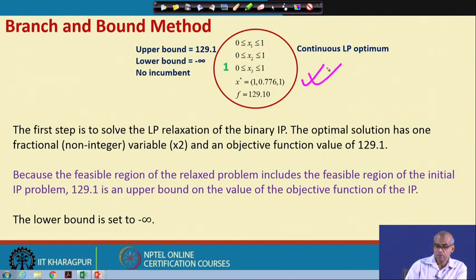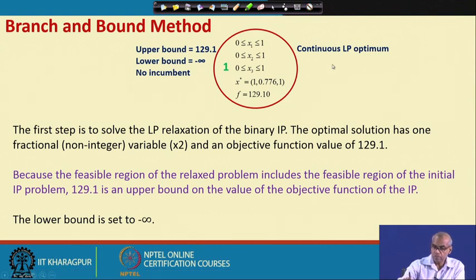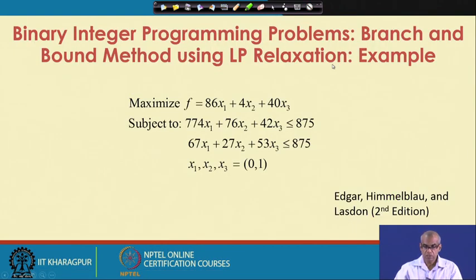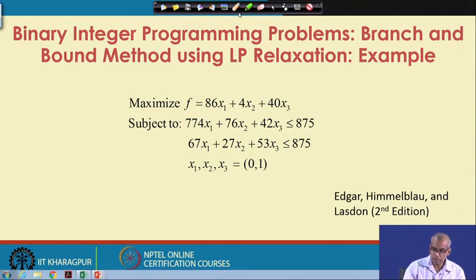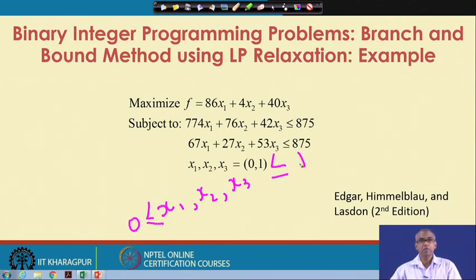So, we can solve this. How do you obtain this LP relaxation? Simply by considering x1, x2 and x3, they all lie between 0 and 1, anywhere between 0 and 1, not just either 0 or 1. So, this is the LP relaxation.